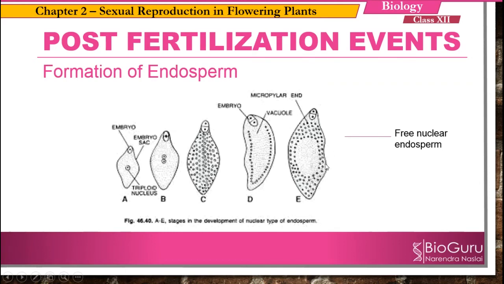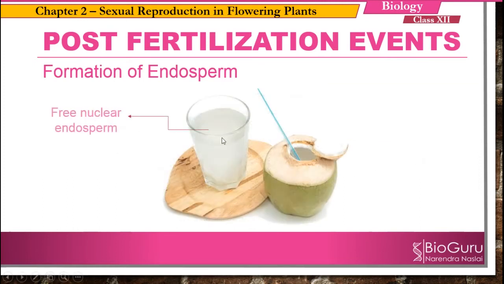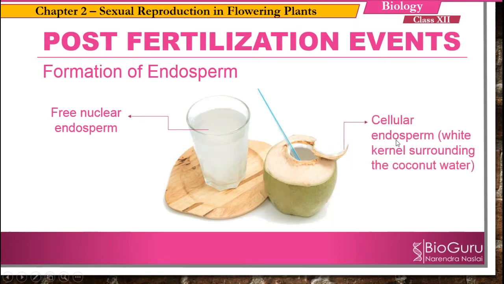So this stage of development is called free nuclear endosperm. An example of free nuclear endosperm is coconut water. Later on, around these free nuclei, cell wall formation occurs, resulting in the formation of cellular endosperm. So here, the white kernel surrounding the coconut water is an example of cellular endosperm.